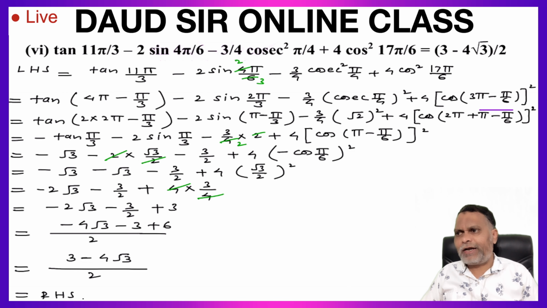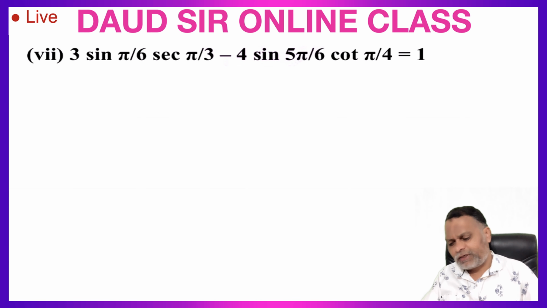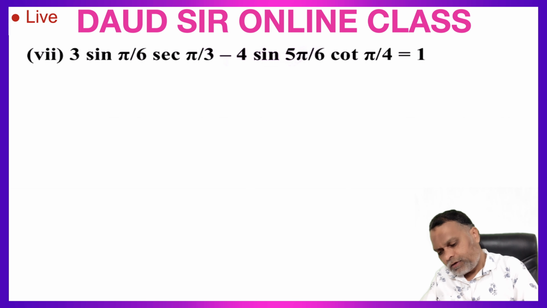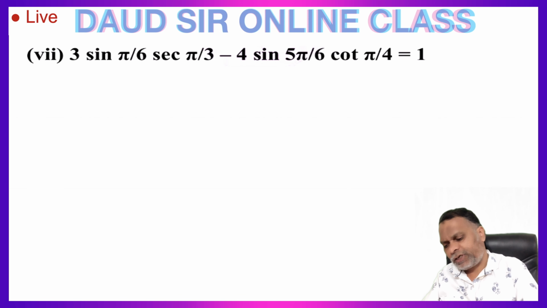This is the required right hand side. Question number second, last part number 7. 3 sin pi by 6 into sec pi by 3 minus 4 sin 5 pi by 6 into cot pi by 4 is equal to 1.